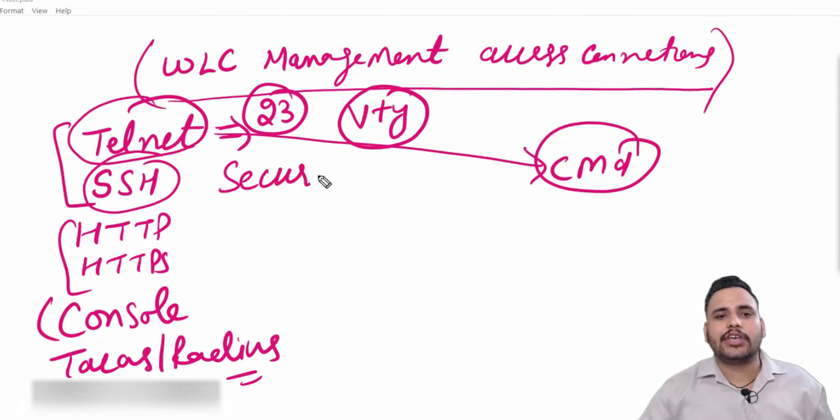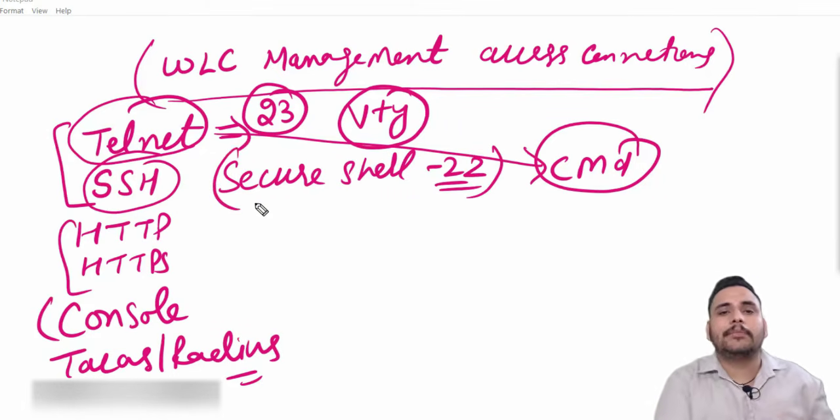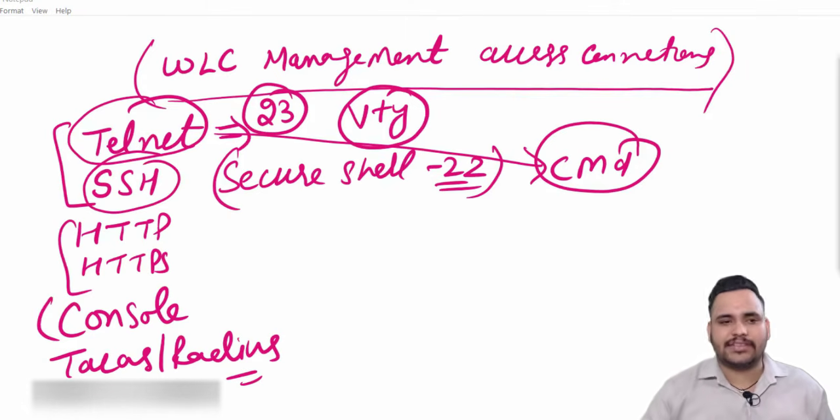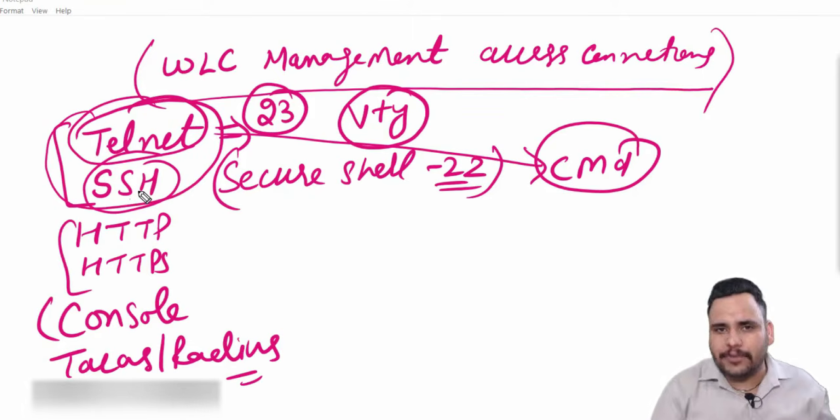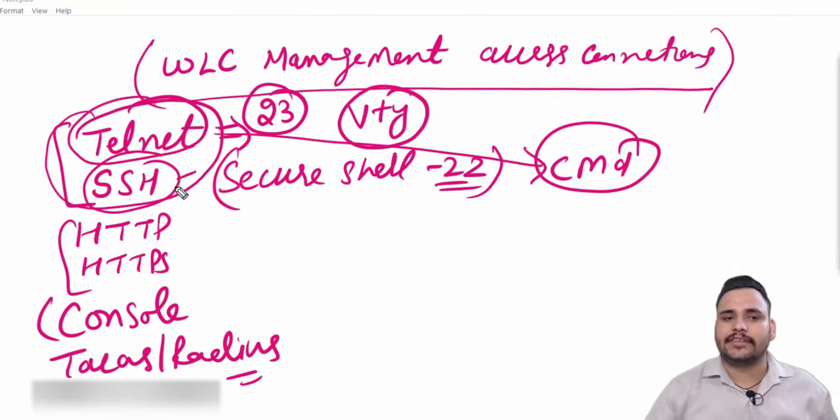And the next part is SSH. SSH is Secure Shell. The port number of Secure Shell is 22. It is the same as Telnet, but it is highly encrypted. So you can say it is more secure than Telnet because the password is protected in SSH. After that, your data is also protected in SSH.